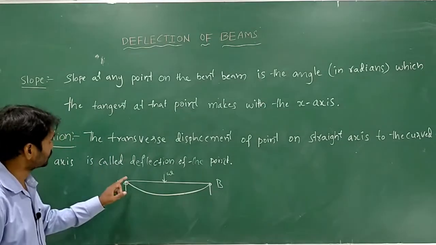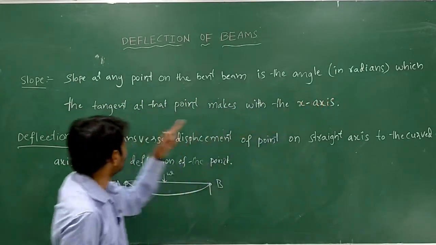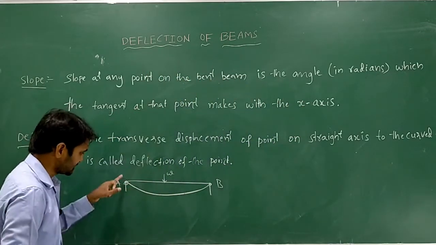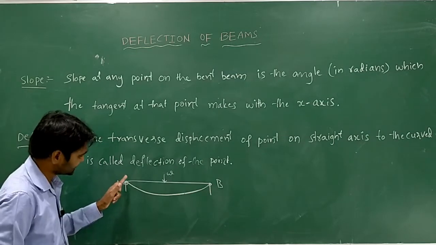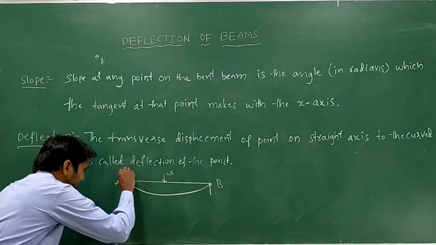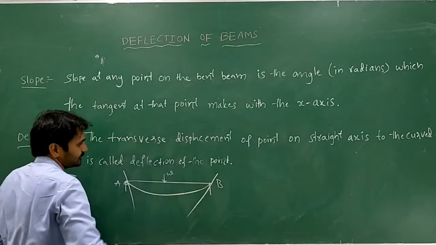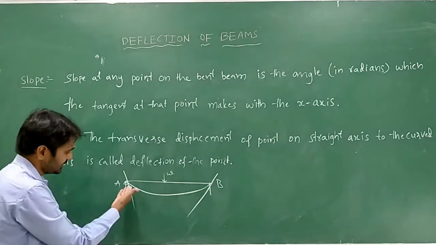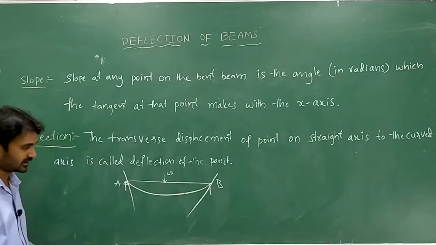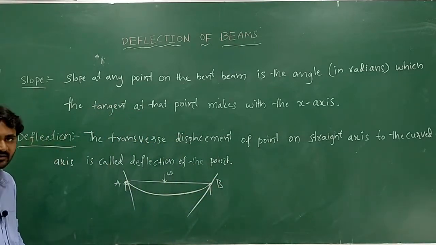What is slope in the sense? Slope at any point on the bent beam is the angle which the tangent at that point makes with the x axis. This is my original beam and this is my bent beam. When I draw a tangent to it, if I take a circle and a straight line touches the circle at a single point, it is called a tangent. Here I have a tangent, and if you take that side also, you will get a tangent. So, this is the tangent.